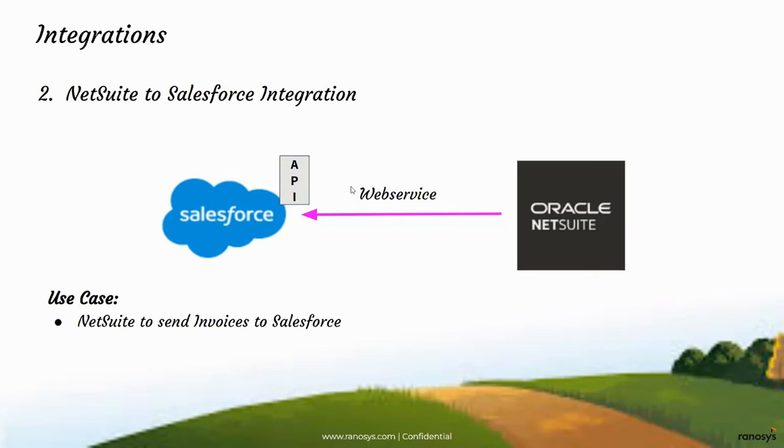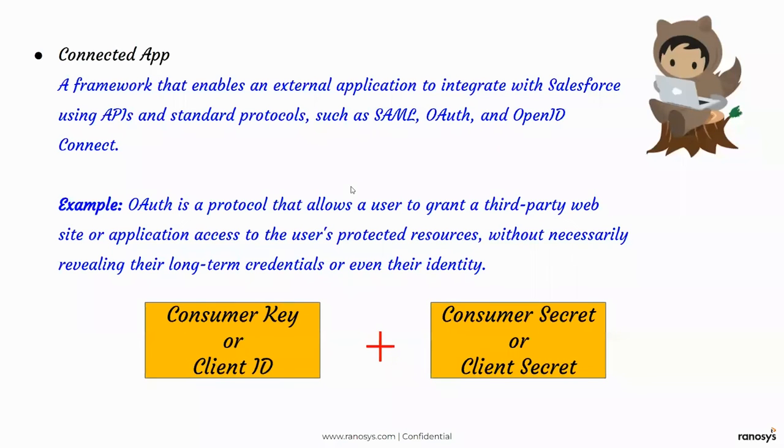Well, it's connected app. Everybody's saying connected app. Yeah, great. Absolutely right. So we need to create a connected app in Salesforce, which will give us the consumer key and consumer secret. So what is connected app?